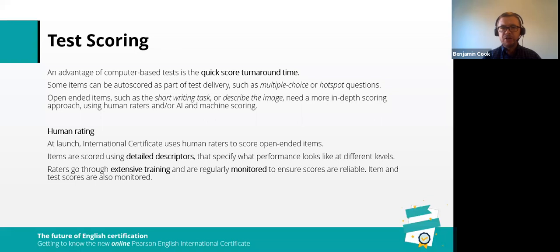And those raters, those markers, are using very detailed descriptors to help them when it comes to scoring the responses. They're given detailed training, and very detailed descriptors which lay out exactly what performance looks like at the different levels. So an A1 candidate, what kinds of grammar will they be producing? What kind of vocab, what kind of structure should we be looking for at that level? They go through lots of training, lots of practice to make sure that they are using those descriptors accurately. And they're also monitored as they go through and score tests to ensure that our scores are reliable and that we are confident with the scores that we're reporting.